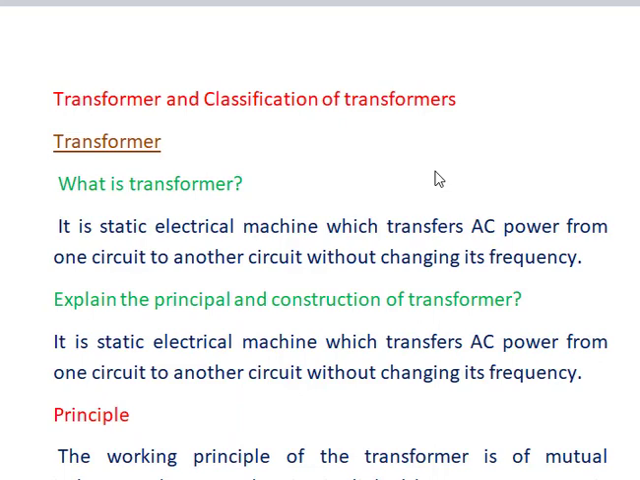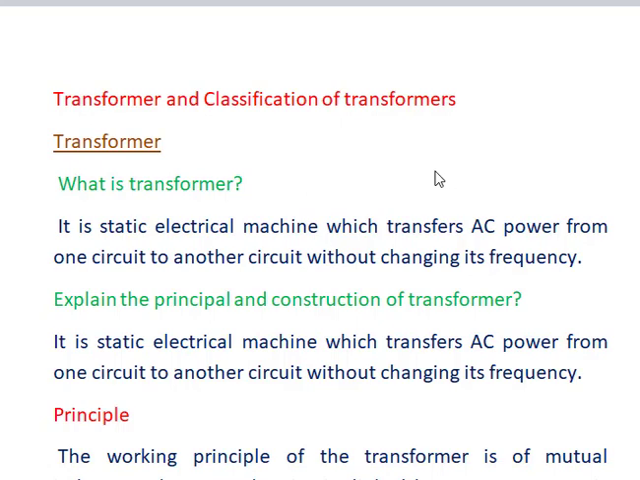First, we start with transformer and classification of transformers. What is a transformer? It is a static electrical device which transfers AC power from one circuit to another circuit without changing its frequency. So, this transformer converts the AC power into AC power.